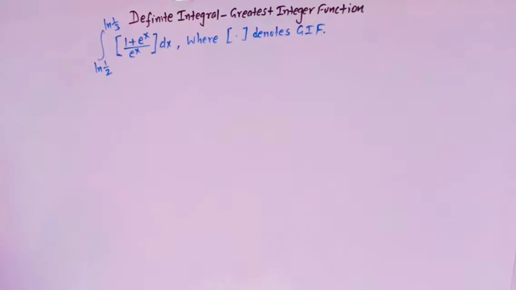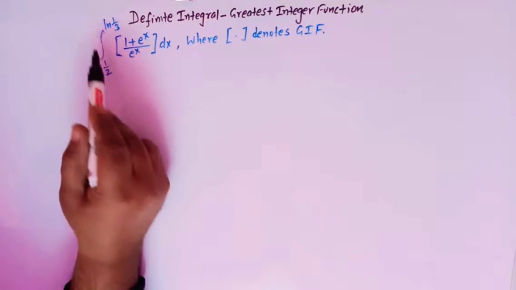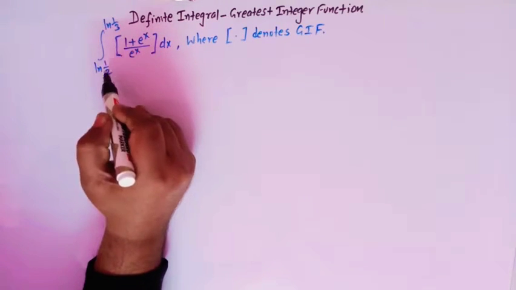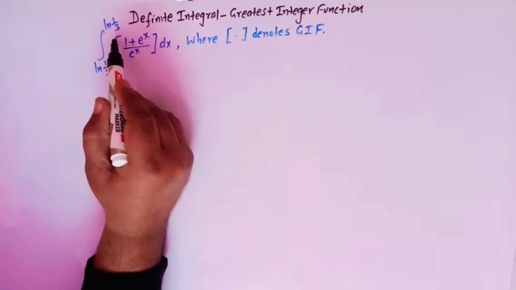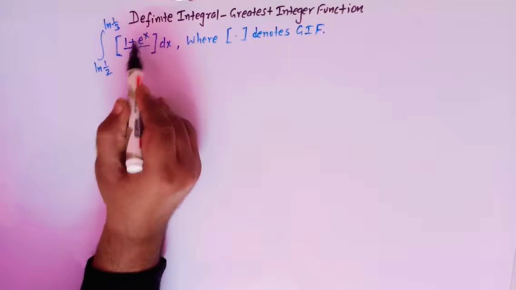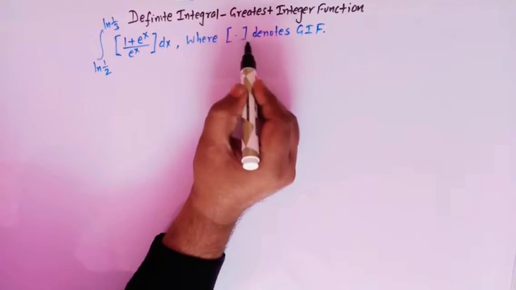Hello viewers, in today's class we are going to discuss one important definite integral involving the greatest integer function. Here we have to evaluate the definite integral from log of 1 over 2 to log of 1 over 3 of the greatest integer of (1 plus e raised to x) over e raised to x. And this symbol denotes the greatest integer function.